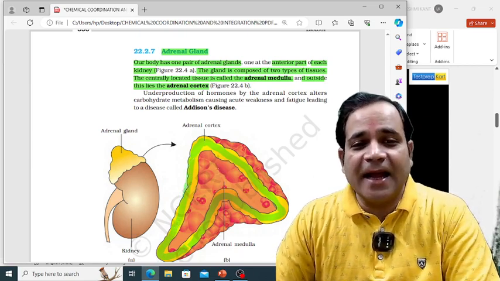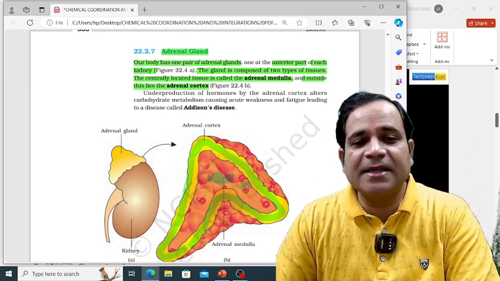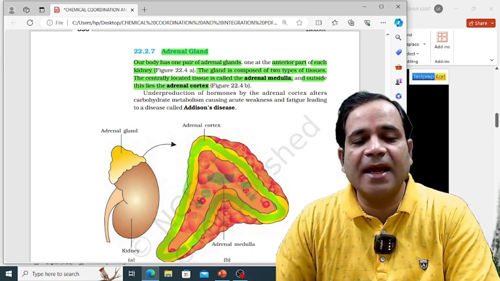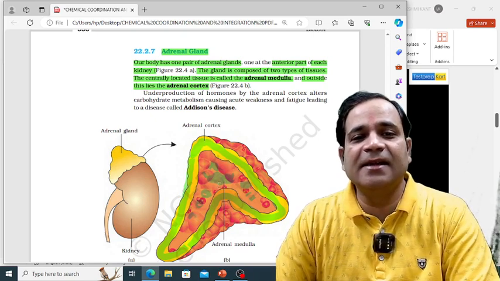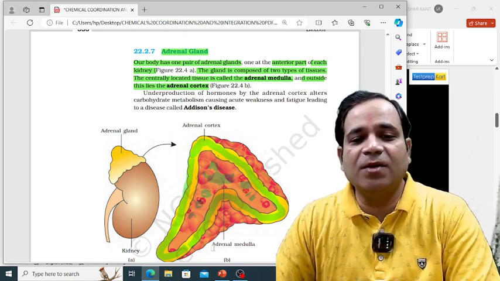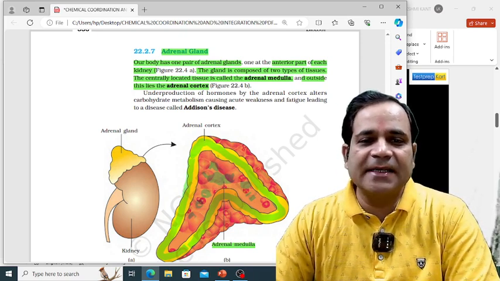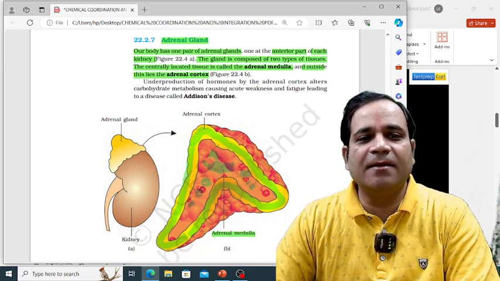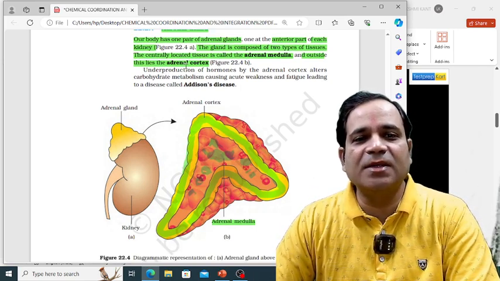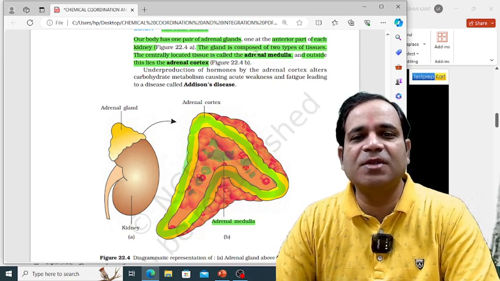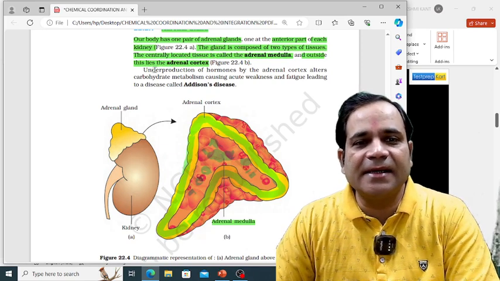Getting my point? And the inner centrally located tissue, this one is known as what? Adrenal medulla. Adrenal cortex is the outer region, while the adrenal medulla lies in the center. The gland is composed of two types of tissue: the centrally located tissue is adrenal medulla, and outside is adrenal cortex.